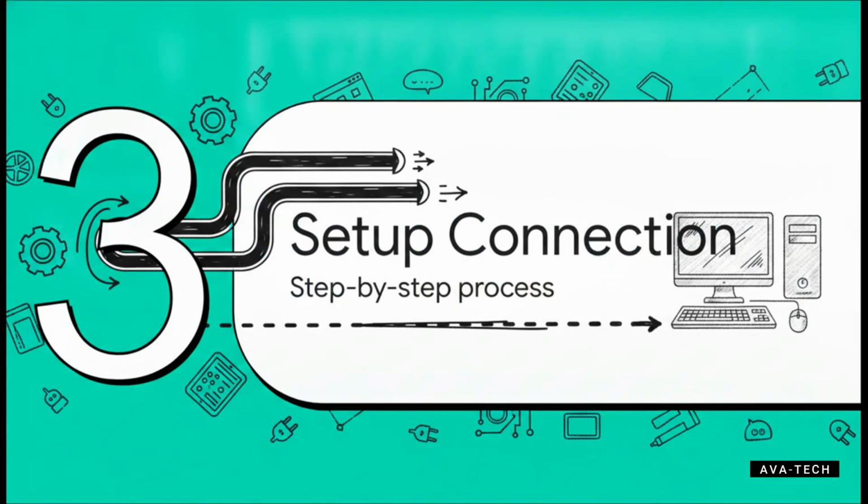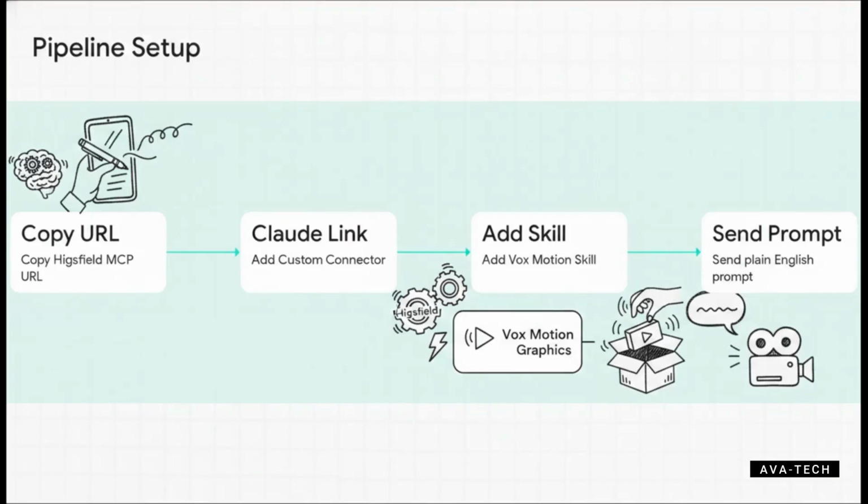All right, let's get into the nuts and bolts. Section 3, setting up the connection. Here is the step-by-step process. Let's see how this builds, because it's remarkably simple. Just 4 steps. Step 1, you go to Higgsfield AI and copy their MCP, or Model Context Protocol, URL. Step 2, you open up Claude, navigate over to Custom Connectors, and paste that URL to link the two systems together. Step 3, you literally drag and drop the Vox Motion Graphics skill right into your Claude chat.